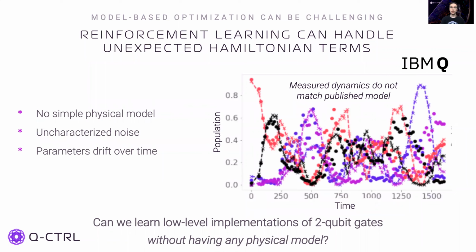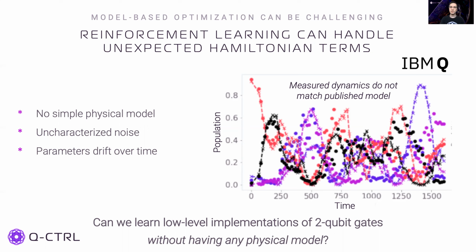One could try to improve the gates by starting from a physical model of the system, but this heavily relies on having an accurate model. For platforms like superconducting qubits, this is not always the case. This is particularly true for multi-qubit devices, where unknown Hamiltonian terms strongly affect the dynamics of the system.